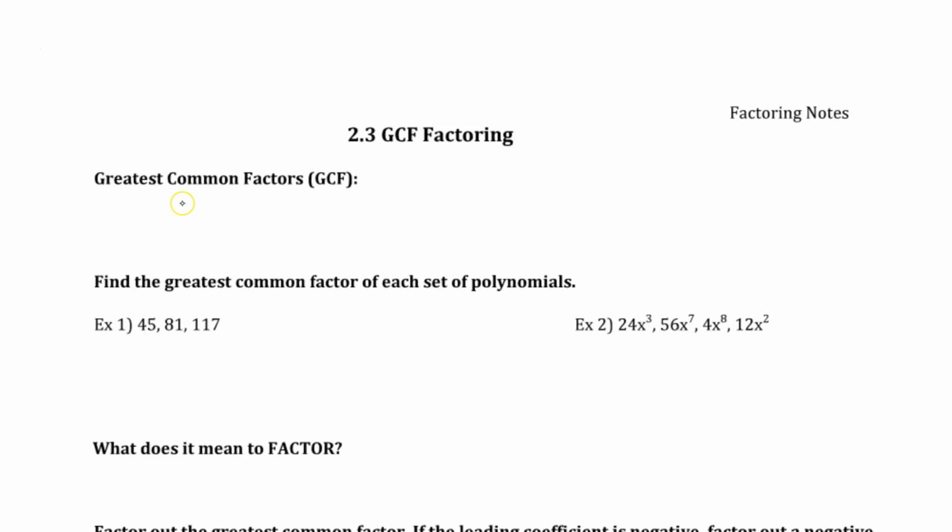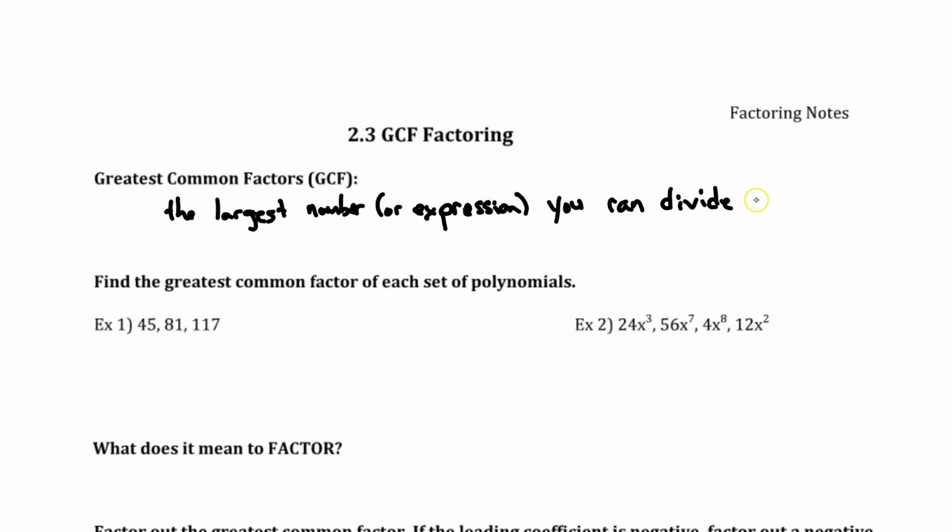A greatest common factor is the largest or biggest number or expression you can divide evenly into another number or expression. And we'll see an example of this here in just a moment.